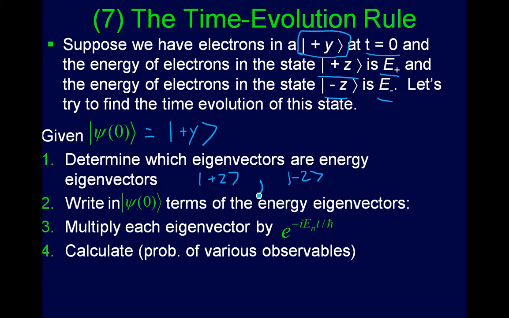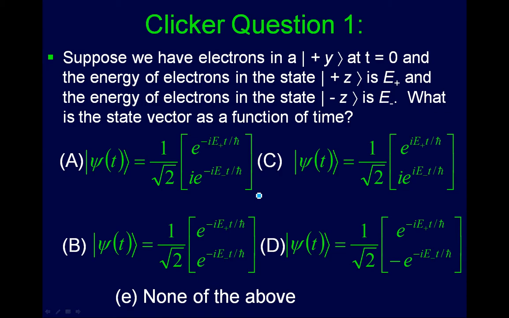And then, of course, once you do that, we can calculate the probabilities of various observables. So let's go ahead and just try this now. So here's the same problem, and we did step one. Step one was to find the energy eigenvectors. There are these two right here.